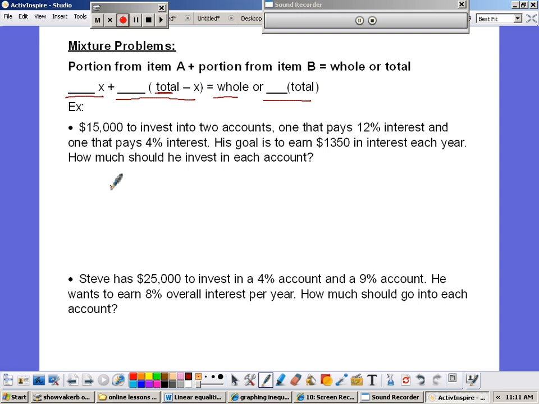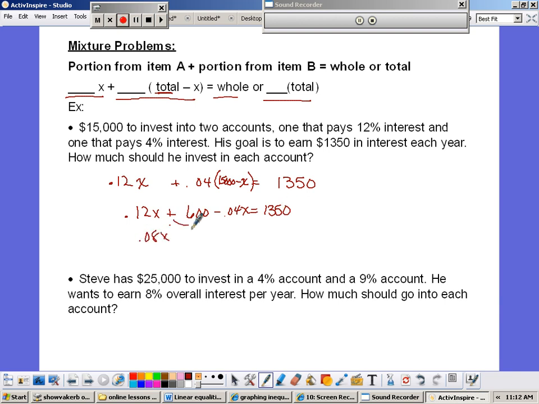Well, he has a 12% account and he has a 4% account. And he wants at the end $1,350. In the first account, I have no idea how much he put in. In the second account, I have no idea what he put in, but I know he had $15,000, and then he put X into the first account. Because of that, I can put the total minus X there. So 0.12X plus 600 minus 0.04X is equal to 1350.